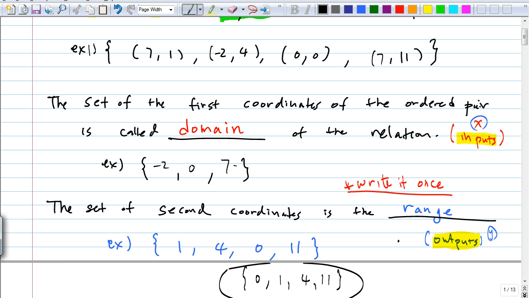It sounds real hard, but domain and range are nothing more than this: all the x coordinates of these relations are called the domain. All the y coordinates are the range. That's it. And you write them without repeating. You only write it once.